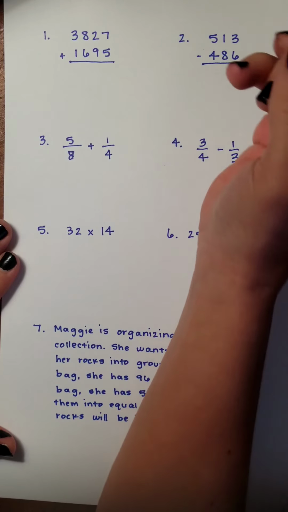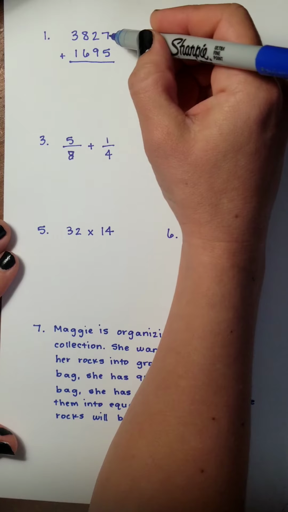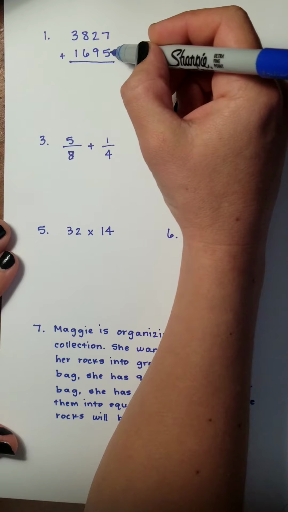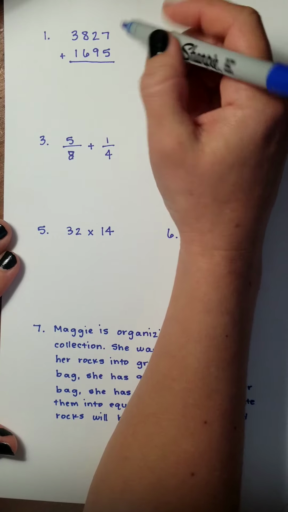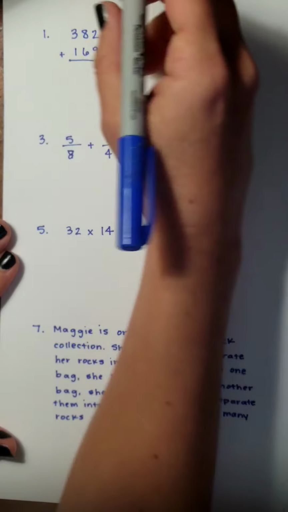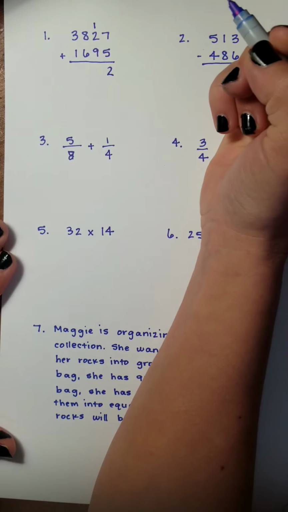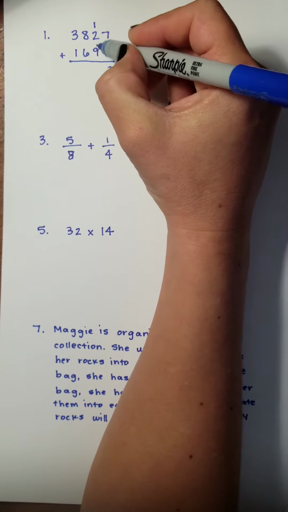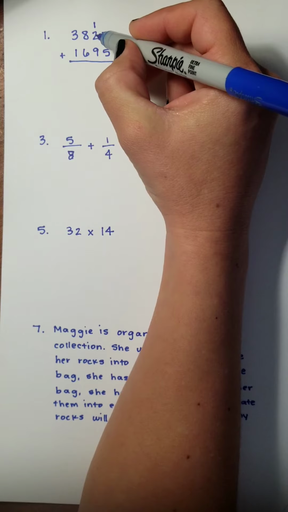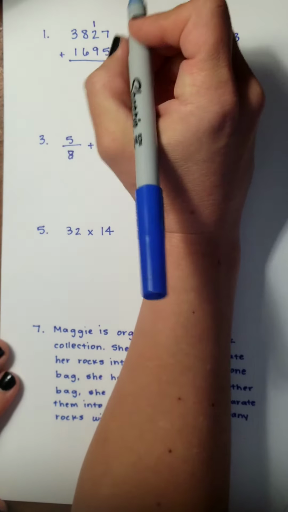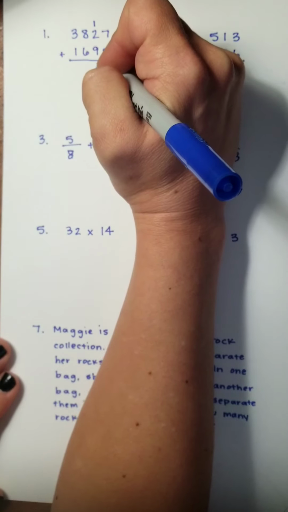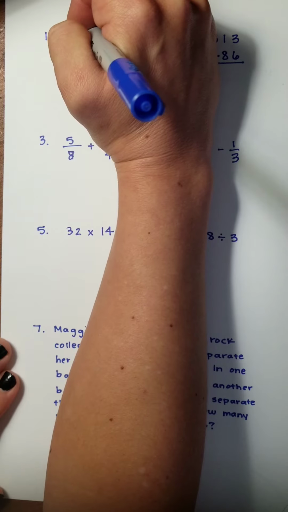So let's start. We always start in the ones column. So 7 plus 5 is 12. The 12 has a 10 in it and a 2. So the 2 goes in the ones column, and the 10 in the 12 will go in the tens column. Now students need to remember we are now in the tens column. 9 plus 1 is 10, plus 2 is 12 again. So the 2 stays here in the tens column, and the 1, which is actually 100, will go into the hundreds column.